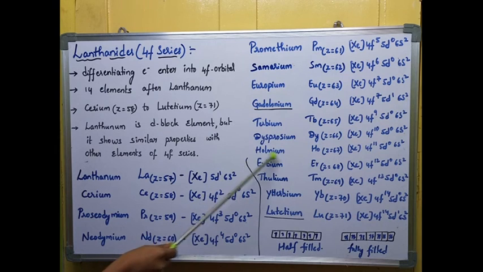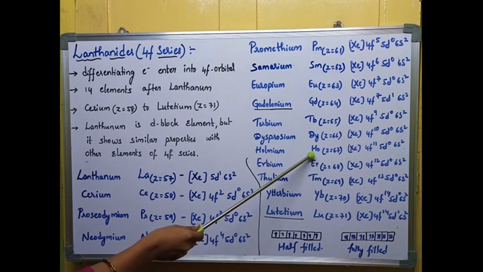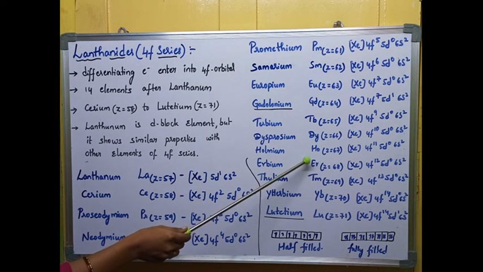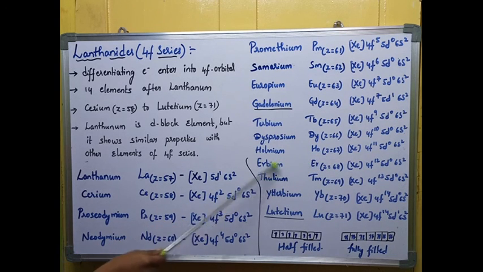Next, holmium, atomic number 67, symbol Ho. Next, erbium, atomic number 68, symbol Er. Next, thulium, atomic number 69, symbol Tm. Next, ytterbium, atomic number 70, symbol Yb. Next, lutetium, atomic number 71, symbol Lu.